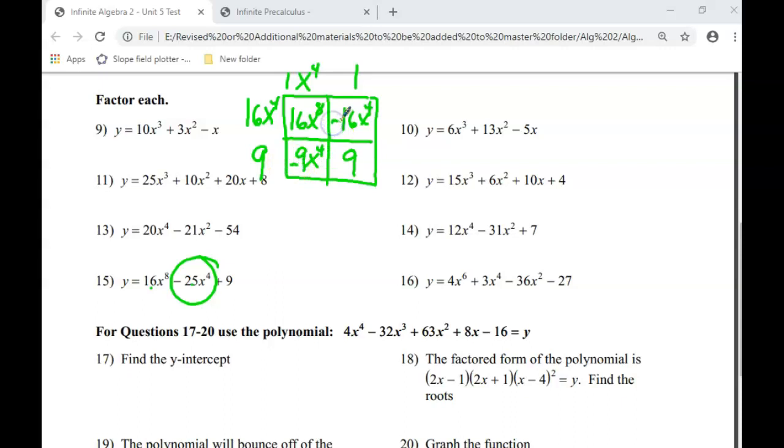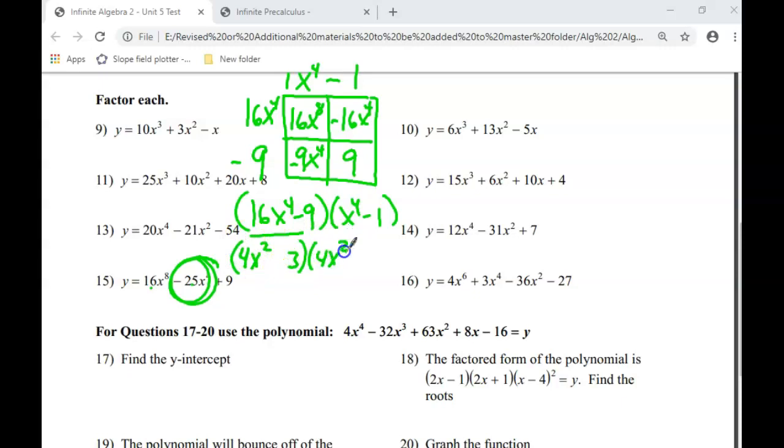They both have to be negative, though, if I want the middle to make negative 25. So now I've got 16x^4 minus 9 multiplied with x^4 minus 1. So the box on that one was pretty nightmarish. Let's continue. Now this is a difference of squares, so I would take the square root of the first term, square root of the last term, make one plus, and make one minus.